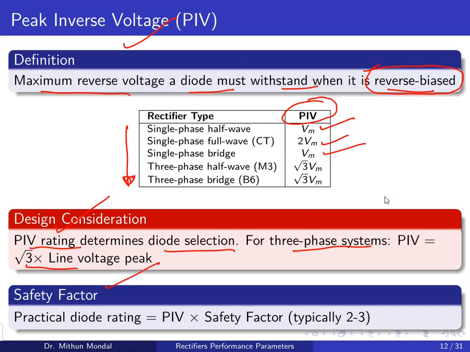So when we take the safety factor, then the practical diode rating is equal to the peak inverse voltage, whatever we got here, multiplied with a certain safety factor. Typically, this is taken as 2 to 3 times. So again, the maximum reverse voltage that the diode needs to withstand should have the safety factor also taken into account.